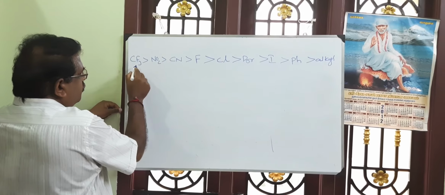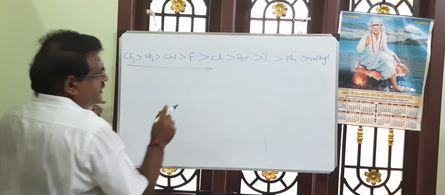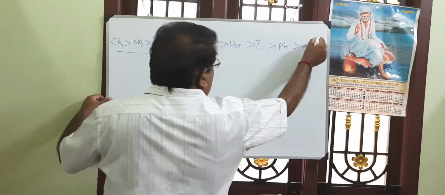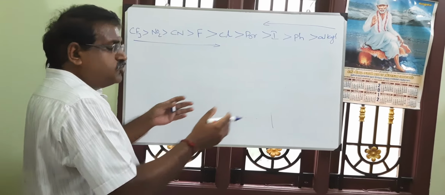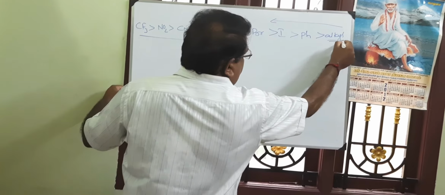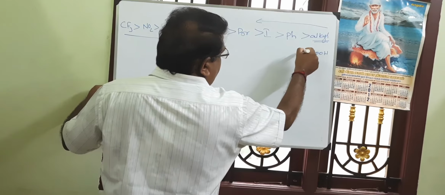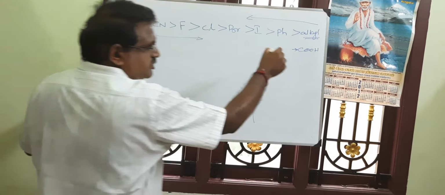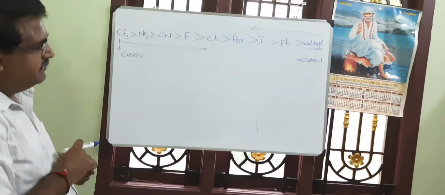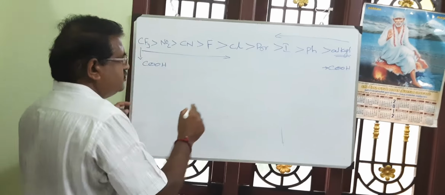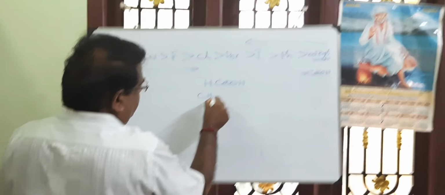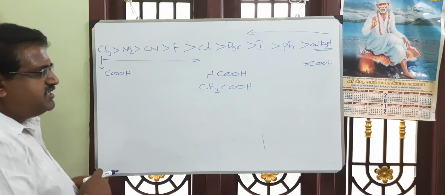When you move from left to right, the electron withdrawing tendency decreases. When you move from right to left, the electron withdrawing tendency increases. In other words, when you have this group attached to the COOH moiety, the acid strength will be much decreased. When you have this group attached to the COOH group, the acidic strength will be increased. Now let us discuss the strength of the acids. Consider formic acid, HCOOH, and CH3COOH. Of these two, which is the stronger acid?